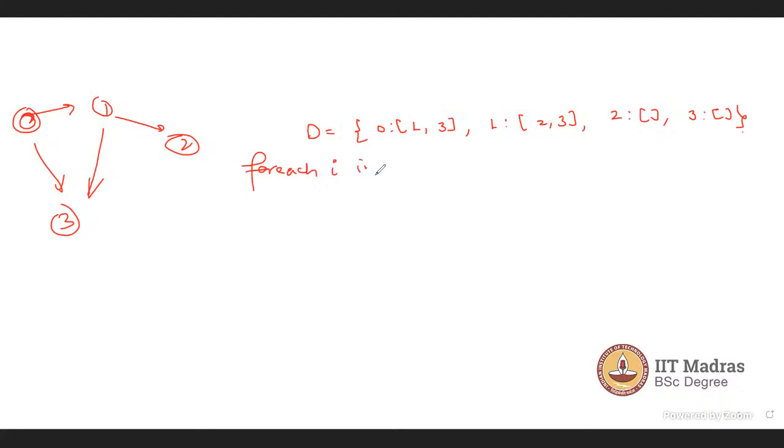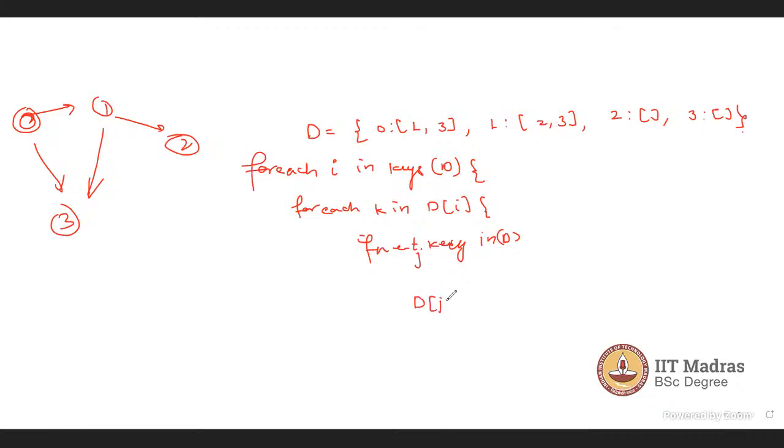Now for each K, for each J, we are starting with I, sorry. I in keys of D. And for each K in D of I, if M K is, because we already know that if it is written, then you need to find for each key again in D and represent it as J. If D of J is equal to K, then M1 of I J will be 1.